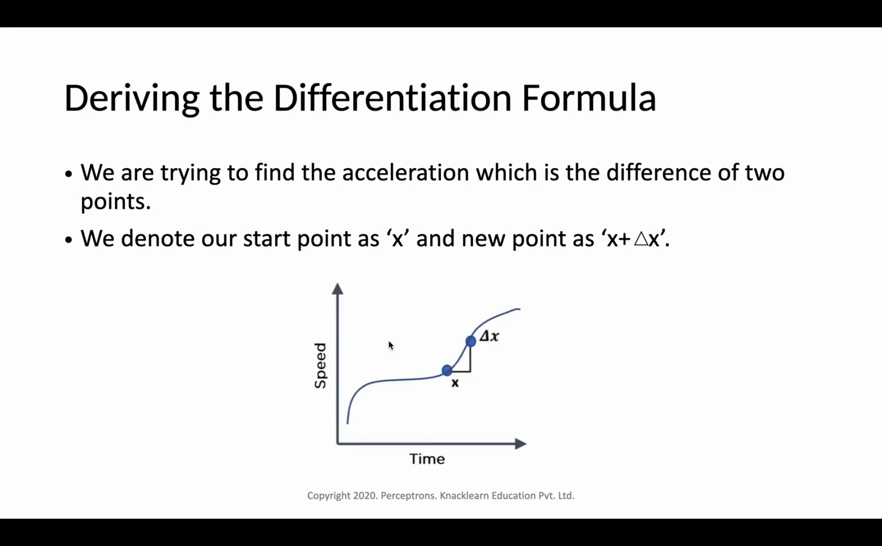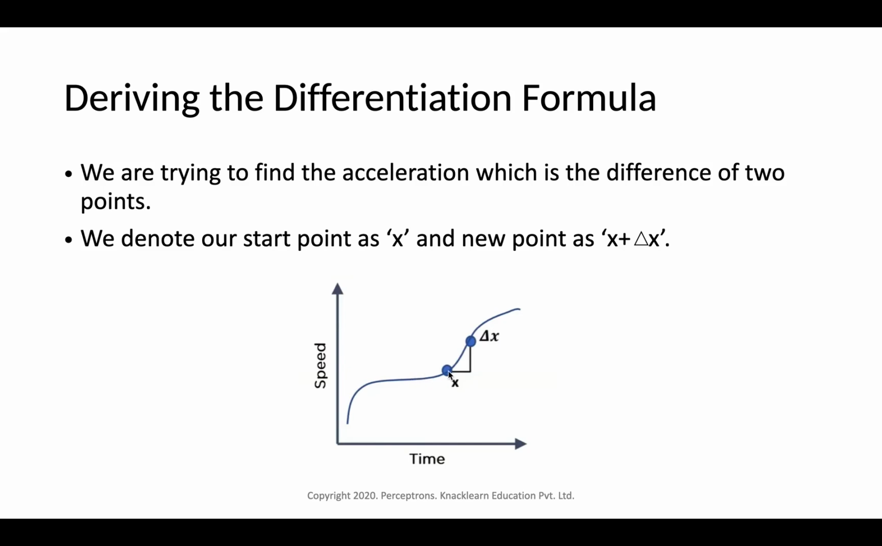Deriving the differentiation formula. To understand differentiation, we will take this example. Suppose we have to find out the acceleration of a car. Suppose there is a car and this is the graph of speed with respect to time of that car, and we want to find out the acceleration of the car. If you look at the speed and time, acceleration is nothing but the change of speed with respect to time.